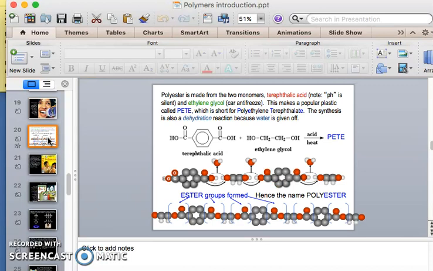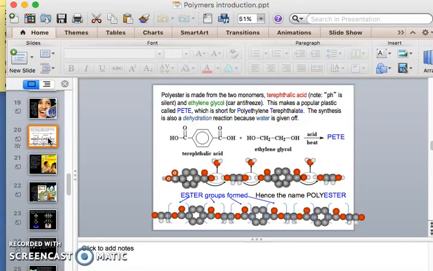So have a look there. Terephthalic acid and ethylene glycol. And what I need you to notice here is that the OH from here and the H from here are eliminated, and you get this ester group. That is why it is called polyester. In the whole polymer chain, there are many ester groups which are repeated, and hence it's called polyester. Very, very popular clothing material.